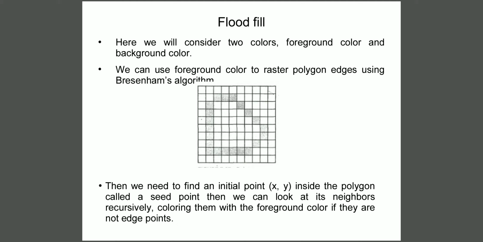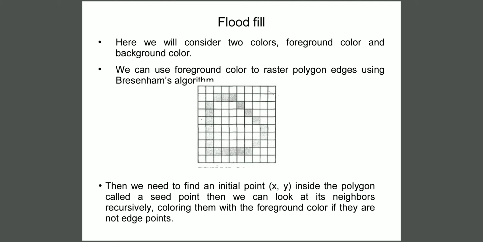Whenever we rasterize the edges of a polygon, we are able to observe only the edges of a polygon, as shown in the diagram. In the diagram, it is not visible properly, but if you clearly observe, you can see a pentagon kind of polygon which is visible there. That is just the edges of a pentagon.